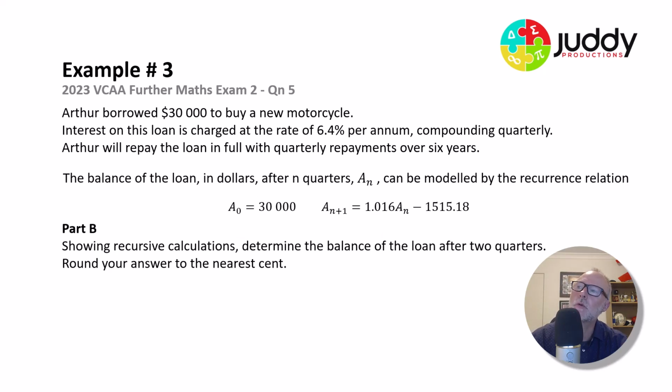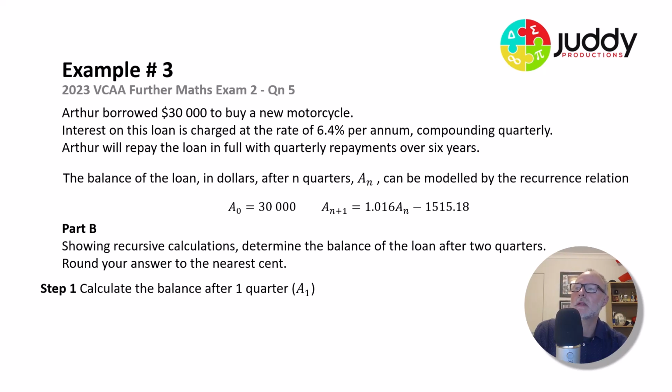Part B, in this case, we're looking at the recurrence relation. So it says above Part B, the balance of the loan in dollars after n quarters, An, or if you like, the amount after n quarters, can be modeled by the recurrence relation, where A0 is the original loan value of $30,000, and the recurrence rule is An+1 equals 1.016 An take away $1,515.18. Part B states, showing recursive calculations, determine the balance of the loan after 2 quarters. Round your answer to the nearest cent.